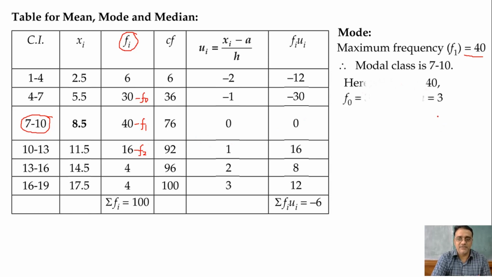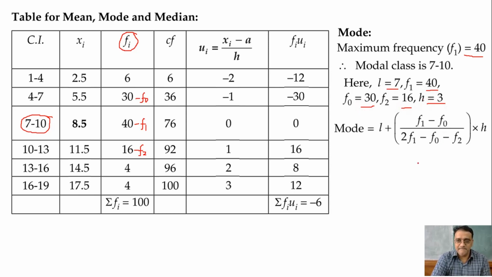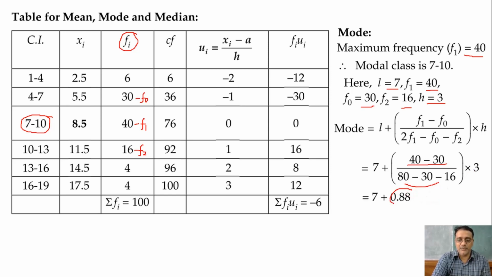Now we are writing all these values. L is 7, F1 is 40, F0 is 30, F2 is 16 and H is 3. Now write the formula, then substitute all these values. So 7 plus 40 minus 30 upon 80 minus 30 minus 16. So 40 minus 30 is 10 and 80 minus 46, okay, into 3 will get 0.88 approximately if you calculate.